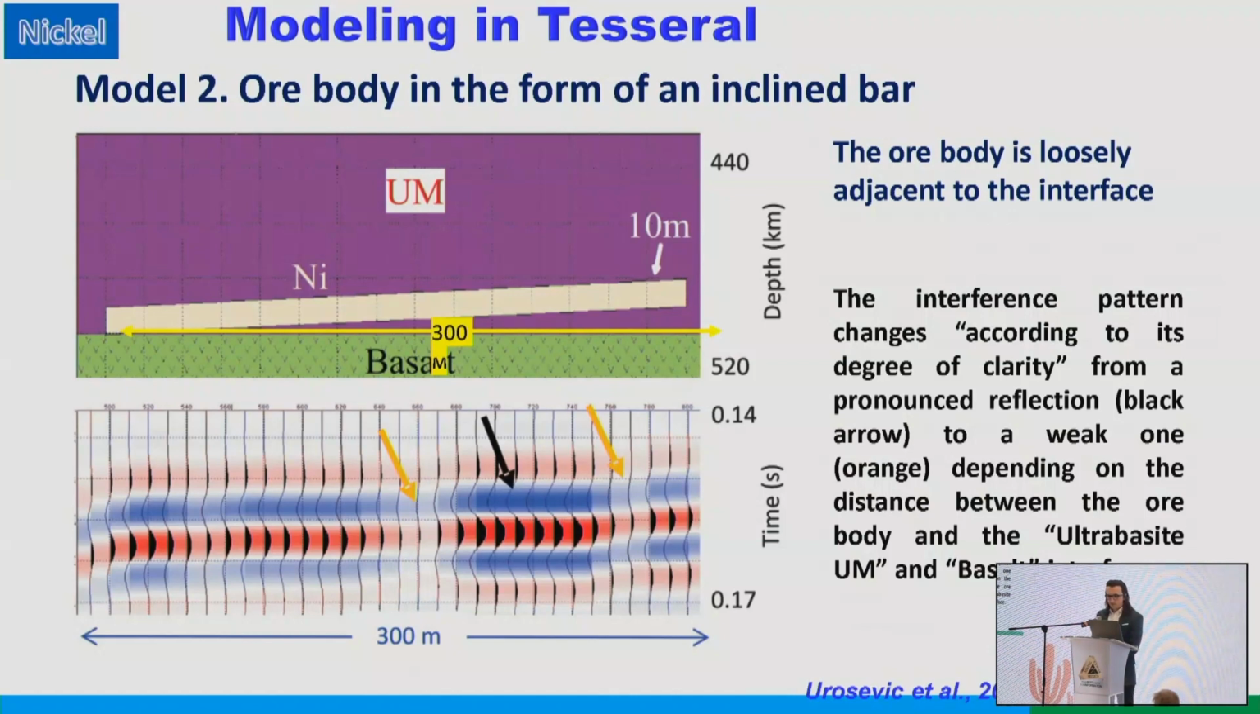In general, a weak to moderate amplitude characteristic is expected with a small gap, but if the ore body is located at a sufficiently large distance from the interface, for example, a gap of 5 to 10 meters, with such a large gap, the signal amplitude increases noticeably, which also makes it detectable.